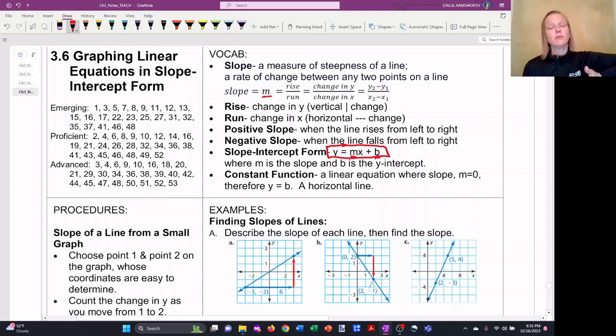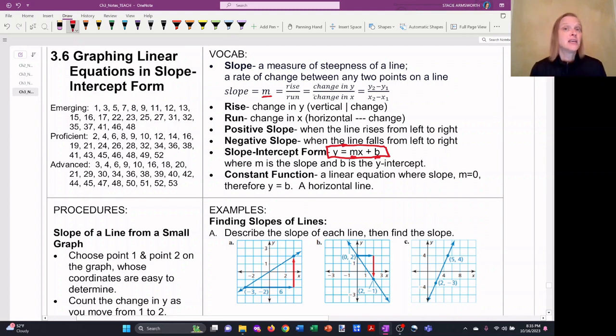Rise means going up or down, and the rise is a measurement in the y direction, whereas run is your horizontal movement, the measurement in the x direction. So another way of thinking about slope is thinking about the change in y over the change in x.